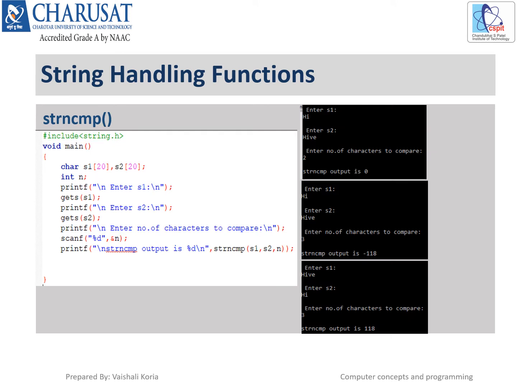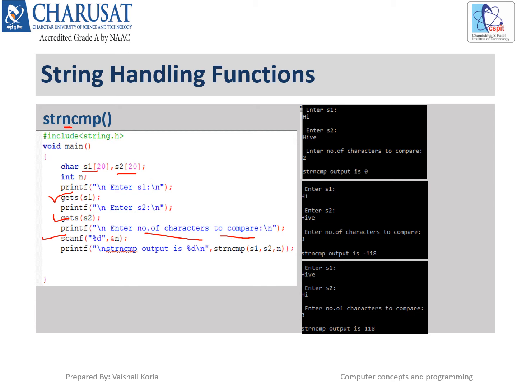Now next is the strncmp function. Again this function will compare two strings, but only n characters. Not the entire string will get compared, only n characters of the given strings will be compared. So here also two strings are taken, s1 and s2. The user will enter the values at runtime. And here also we have to enter the number of characters that we need to compare, so using scanf, the user will enter the number of characters.